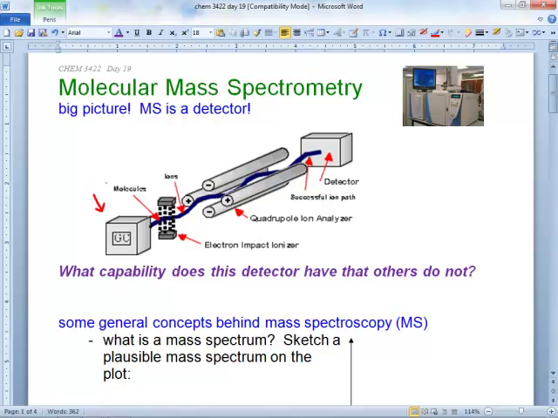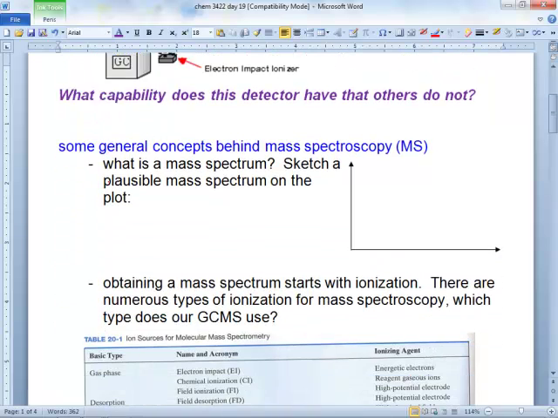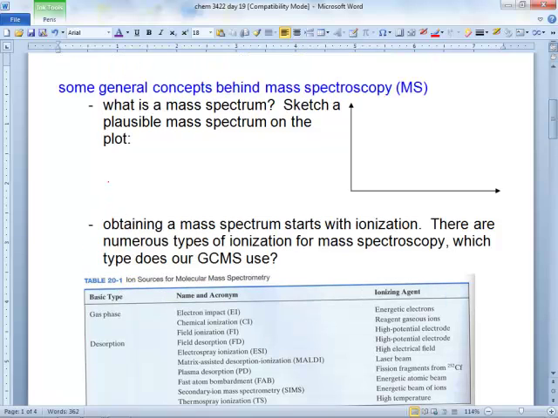Some general concepts behind mass spec. What is a mass spectrum? Okay, if you've had analytical, hopefully you remember this. What does it look like? Yeah, pretty much that's what it's going to look like. Mass of a whole bunch of ions, and maybe there's one big peak, but there's a whole bunch of ions. So that means this has to be mass down here. It's mass to charge, but charge is always positive 1, so it's kind of redundant.